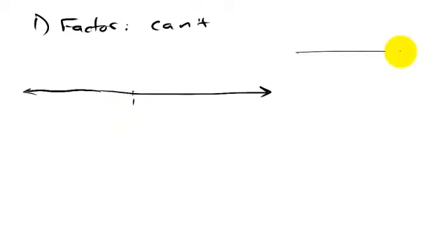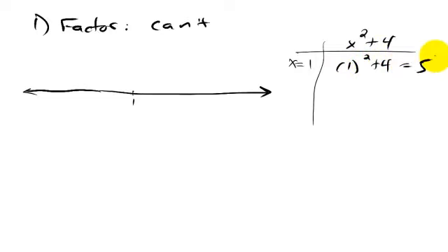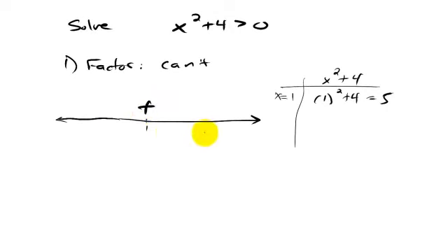So here's our point, x equals 1. Quadratic is this. What's 1 squared plus 4? That's 5. It's positive. And I have no other roots, so I have no other points to check. That means this entire quadratic is always greater than 0. It's always positive. So my answer, x squared plus 4 is greater than 0, on this entire number line, negative infinity to infinity.